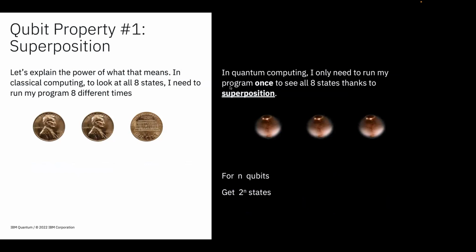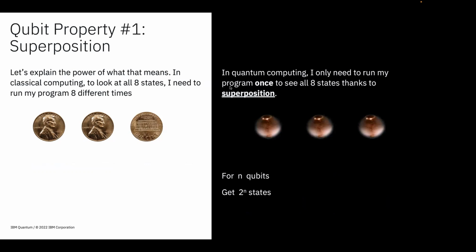So now, the power of this is that in a classical computer, if I want to look at 8 different states, I need to run the program 8 different times to see all 8 possible combinations. But in quantum computers, I only need to run my program once to see all the 8 states, thanks to superposition. So given a number of qubits, suppose I have 2 qubits, I get 2 raised to 2 states.